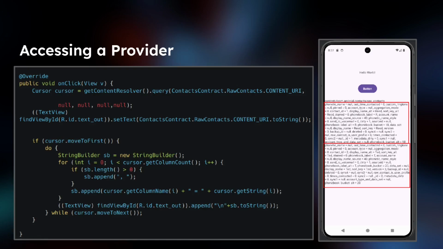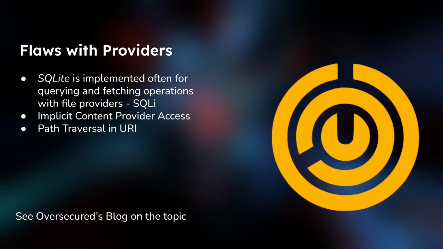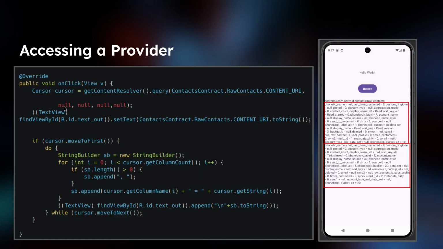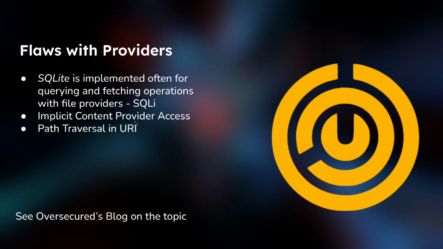So that's a pretty straightforward example of accessing a provider. The next thing that we're going to segue into, and we're covering it in a weird way, is flaws that you might see with providers. SQLite is oftentimes used for querying and fetching operations with file providers. So you might see SQL injection if your inputs in this cursor object, because these are passed in usually as part of the SQL query, become an issue.